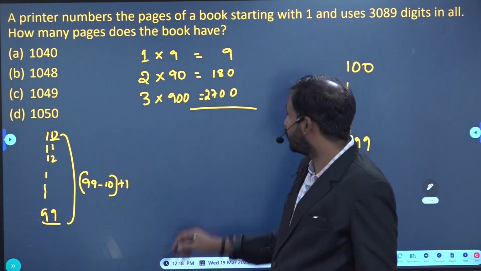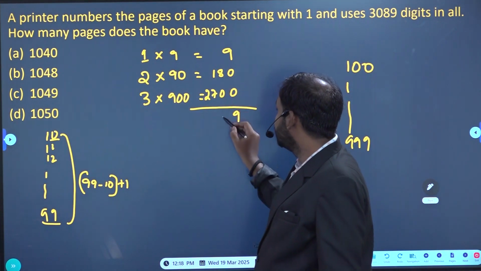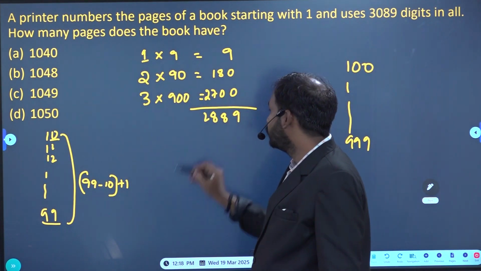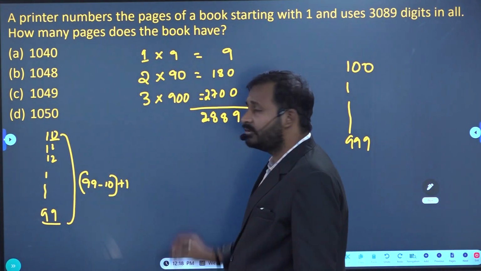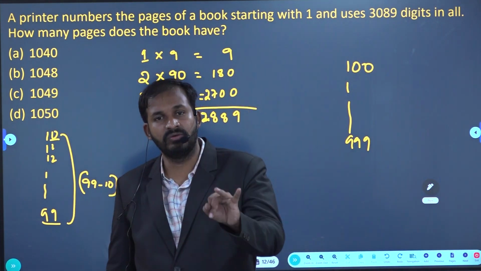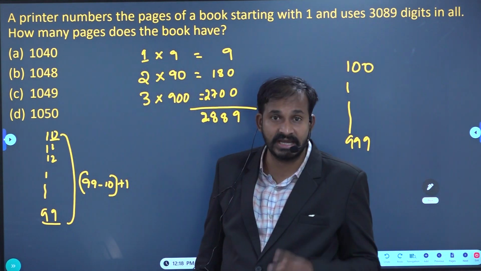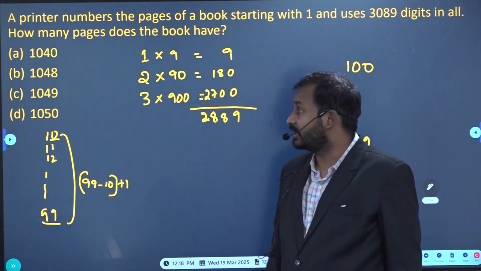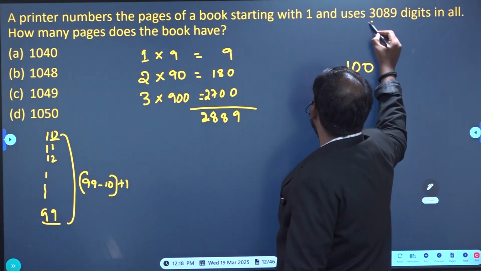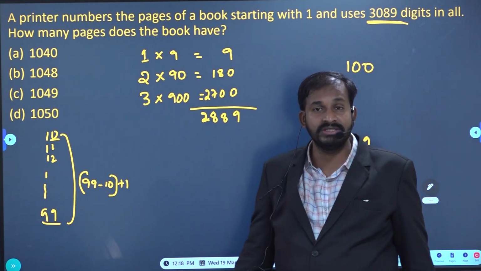If I add all of them, what will I get here? 9, 180, 2700: 2889. That means to write all the 1-digit, 2-digit and 3-digit numbers, I am going to use 2889 digits. But what is the total number of digits? Actually they are using 3089.